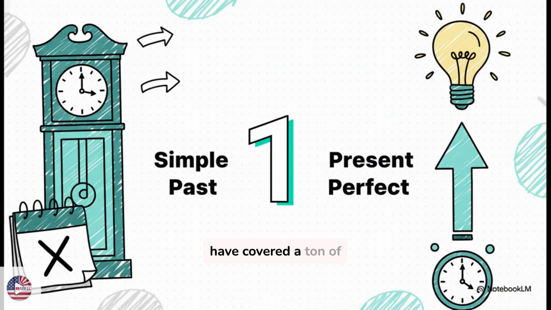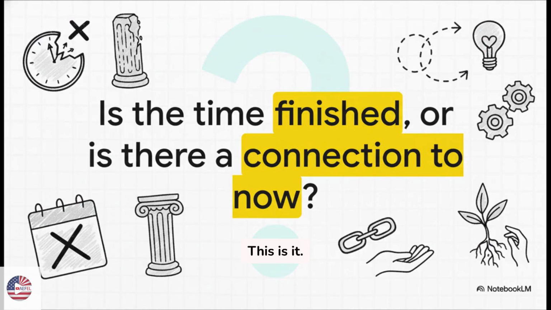Okay, we have covered a ton of ground today, but if you only remember one single thing from all of this, please let it be this next idea. This is it. This is the whole game, right here. Every time you're stuck, every time you're not sure, just stop and ask yourself this one question. Is the time finished, or is there a connection to now? If it's finished, use the simple past. If there's a connection to now, use the present perfect. If you can master that one question, you will master these tenses.